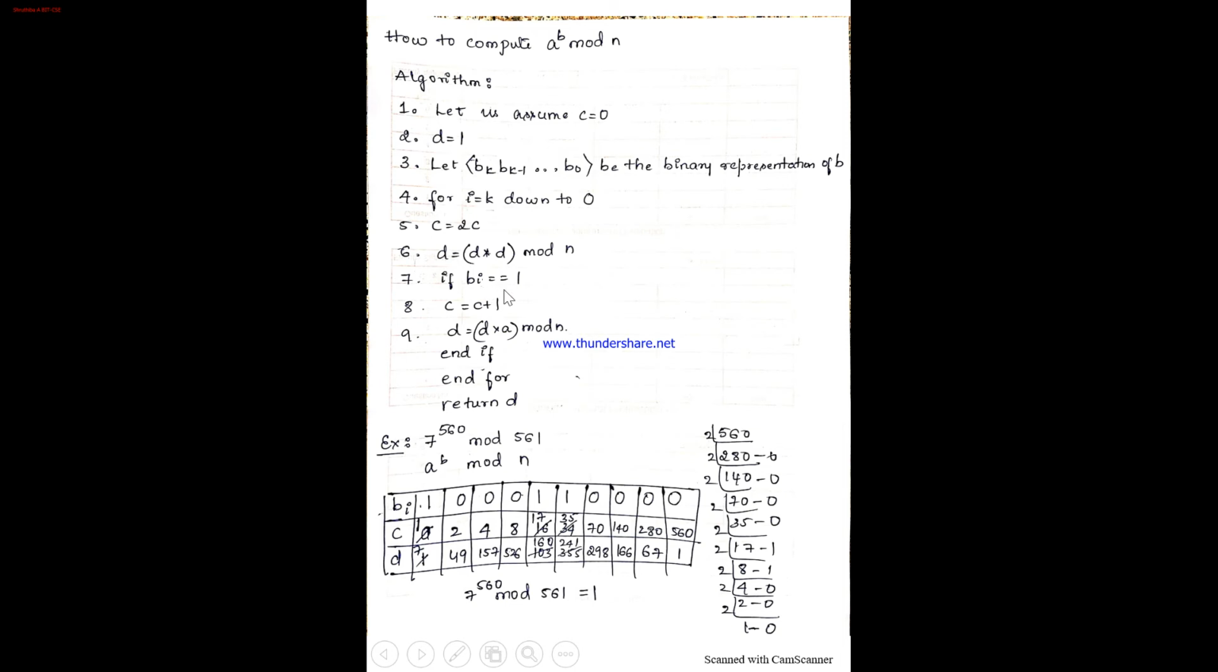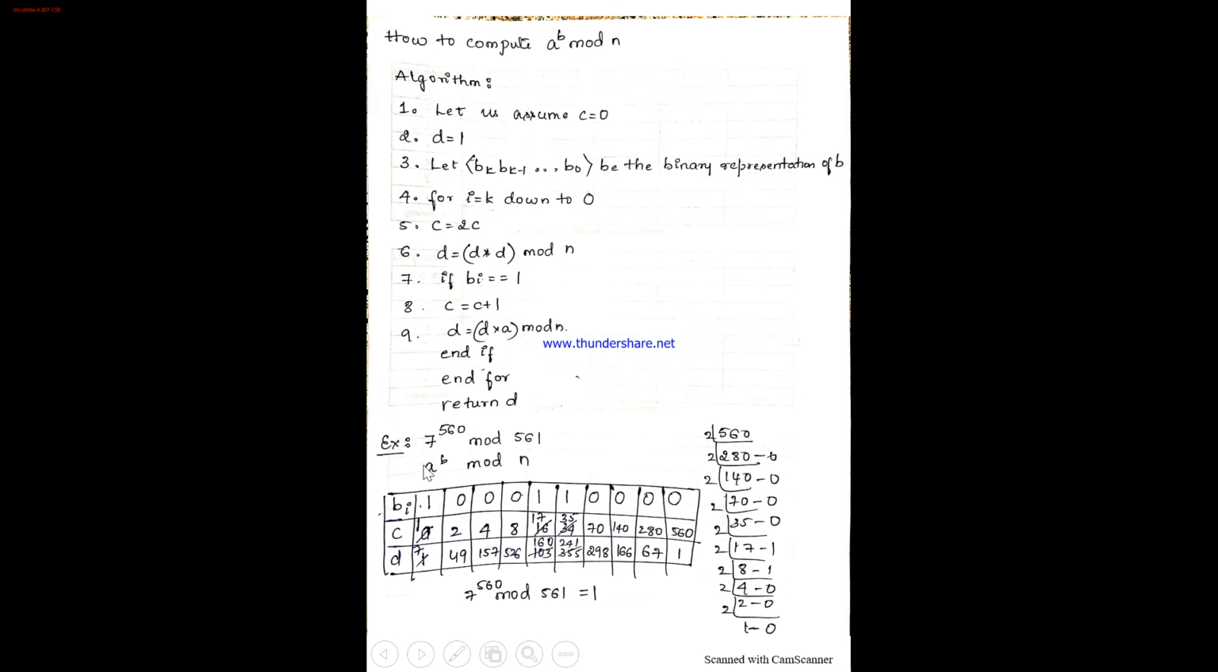Next, if Bi is equal to 1, that is, if the bit in the binary representation is equal to 1, then I have to perform C is equal to C plus 1, D is equal to D into A mod n. If Bi is equal to 0, then I can skip these steps. Next, I'll perform this until all the bits in the binary representation of B are completed. Now coming to the example, this is only for your glance.